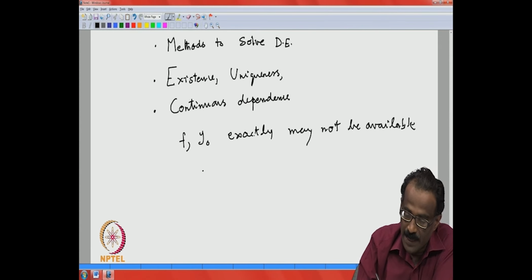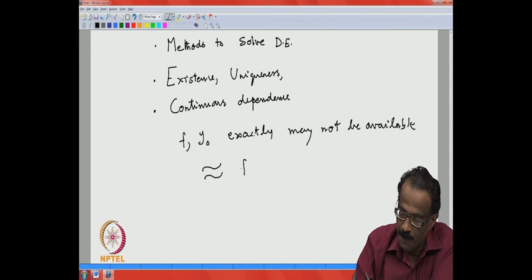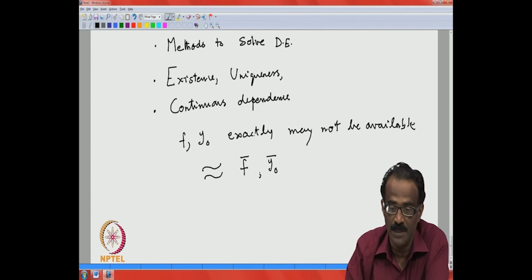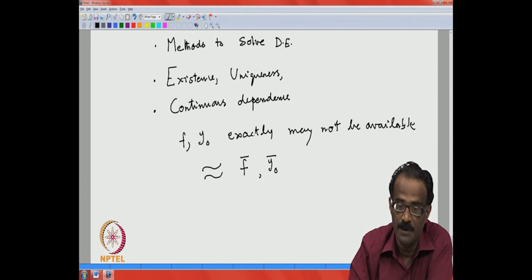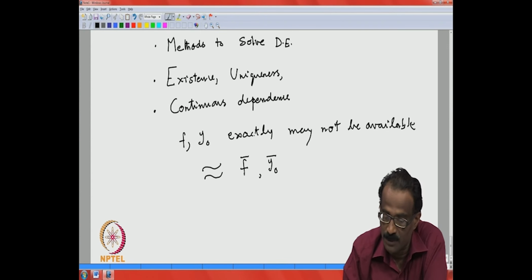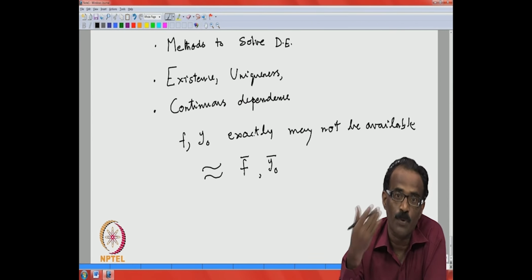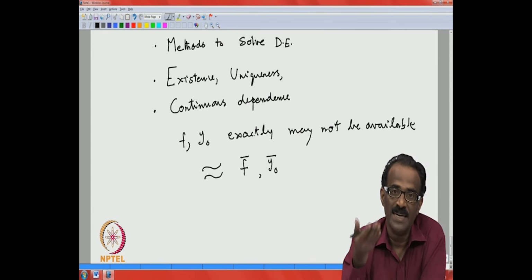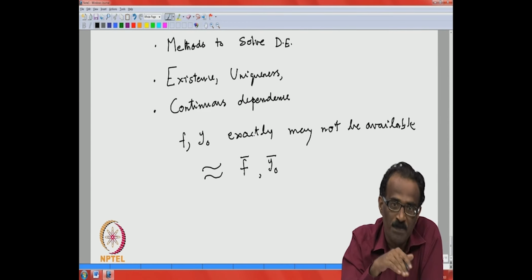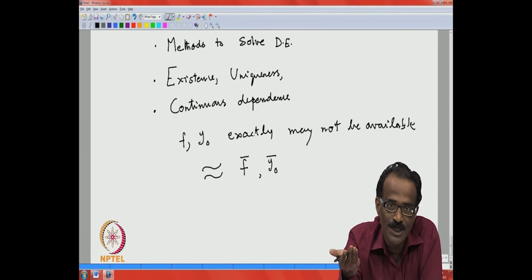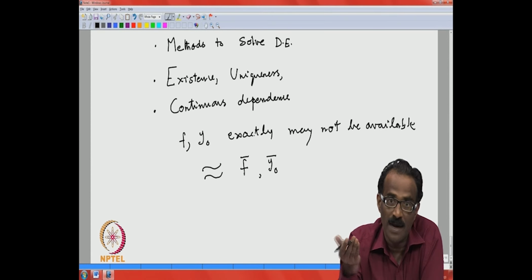What you may get is an approximate value of F bar and Y naught bar. You will be solving the equation; you do not have F and Y naught, but you are theoretically studying the equation using F and Y naught, while what may actually be available is F bar and Y naught bar. So you may be solving your differential equation with approximate data, but what is the guarantee that the solution you obtain using the approximate data is an approximation to the actual solution? That may not be true.